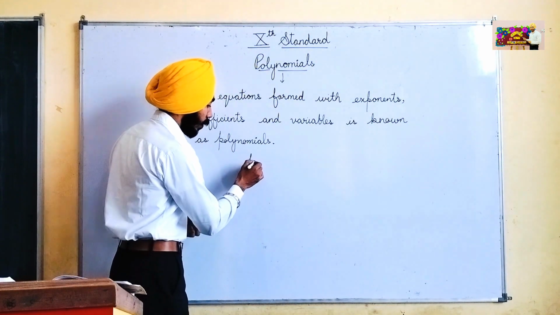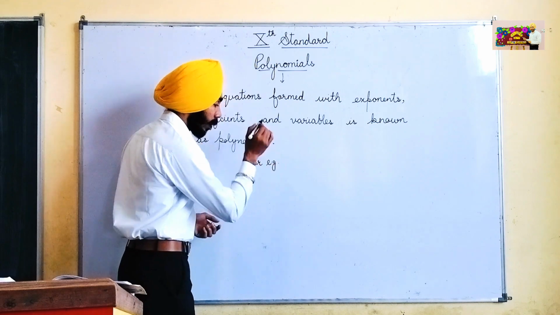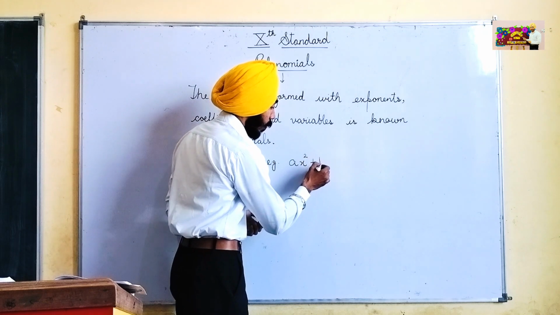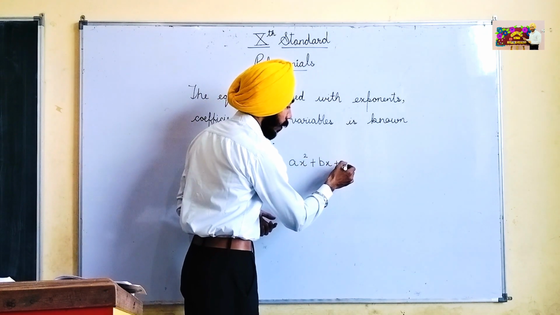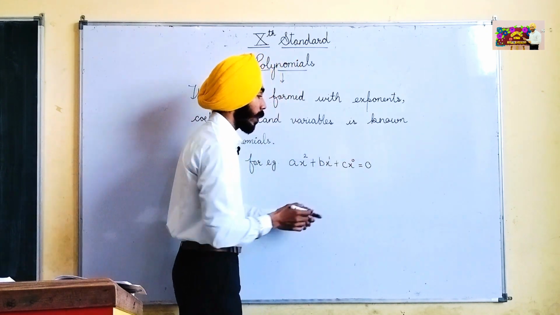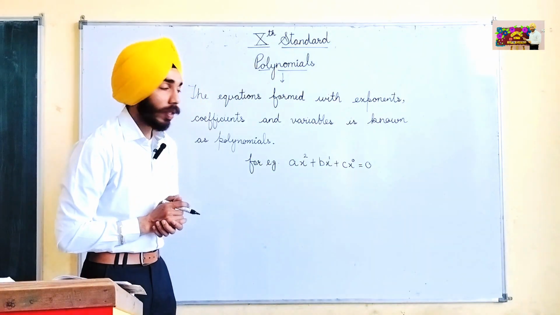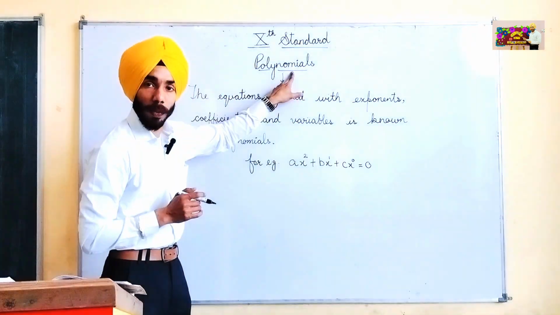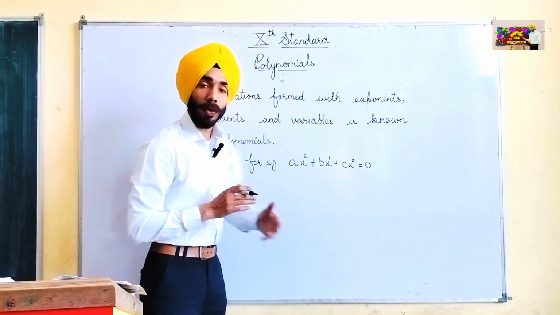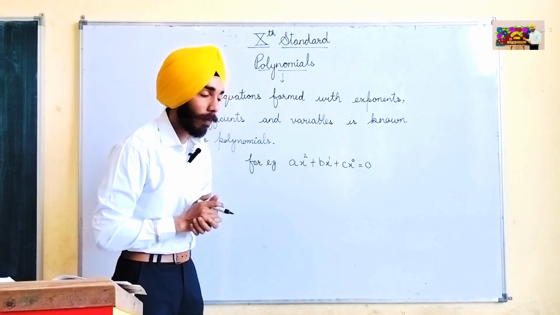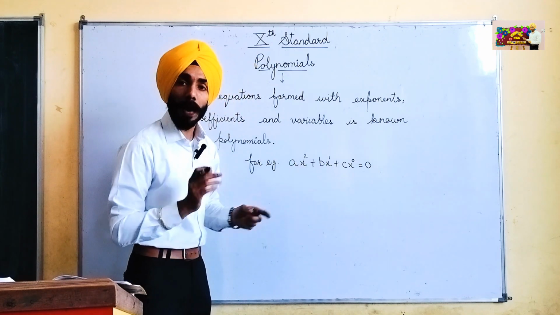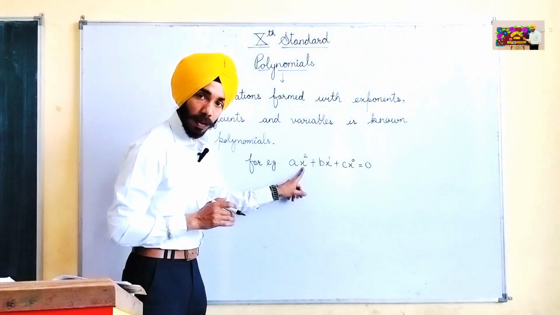For example, ax square plus bx plus c x power 0 is equal to 0. This is the equation of polynomial. Here is exponent. Exponents means power of variable. X is variable and square is the power of variable x.